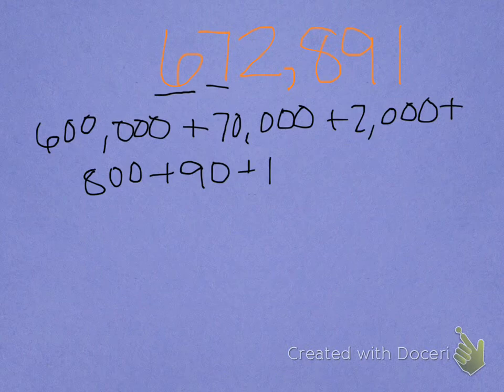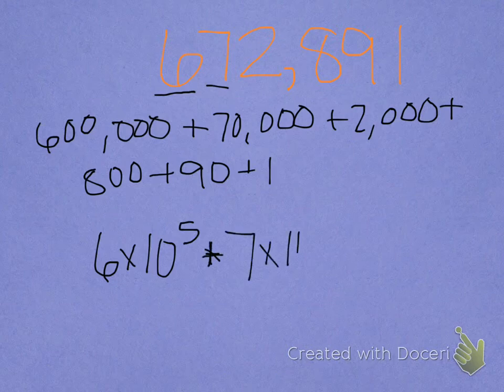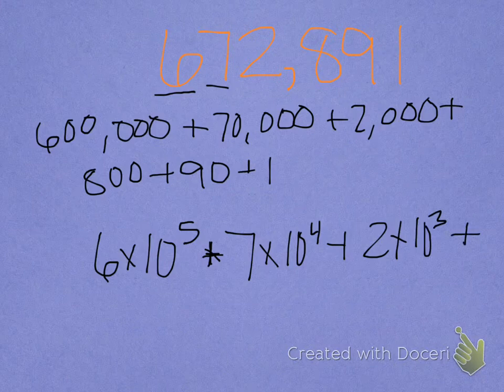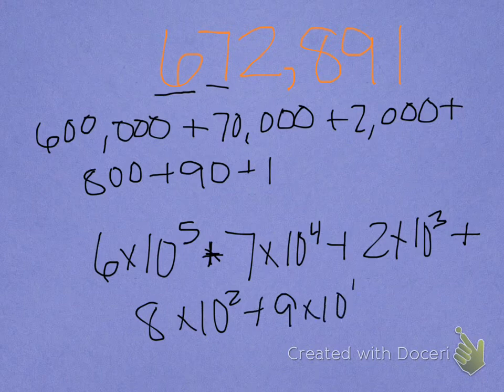However, there is one that says that in exponents, which says 6 times 10 to the 5th plus 7 times 10 to the 4th plus 2 times 10 to the 3rd plus 8 times 10 to the 2nd plus 9 times 10 to the 1st plus 1 times 10 to the 0. So your answer is C.